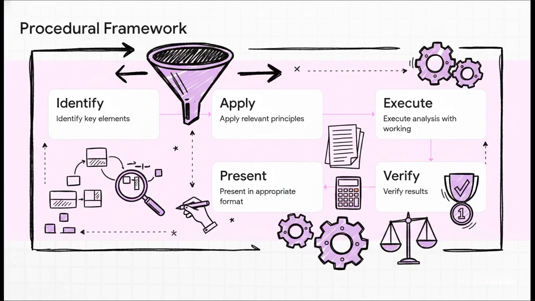Which brings us nicely to Section 2, securing your method marks. System and procedure. That is literally everything here. You must strictly follow a standardized 5-step procedural framework with crystal clear working to lock in those highly coveted process marks. Step 1, you identify the key elements from the stimulus material. Step 2, apply the relevant accounting principles. Step 3, execute your analysis, and please always show your working. Step 4, verify your results to make sure they're actually reasonable. And Step 5, present your answer in the appropriate format. Remember, examiners are looking to reward your process long before you even arrive at the final number.